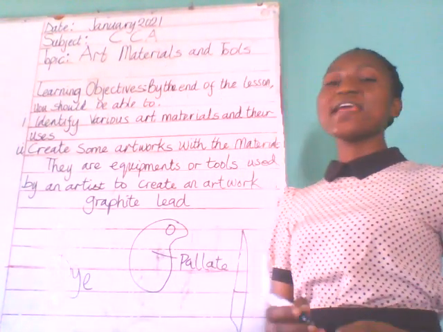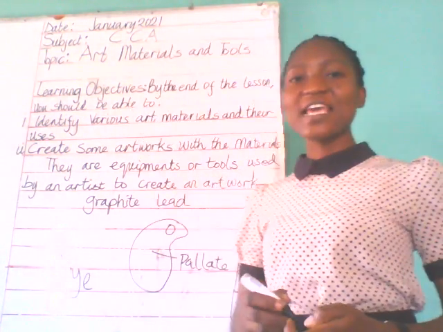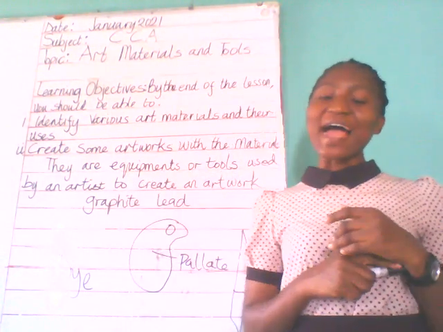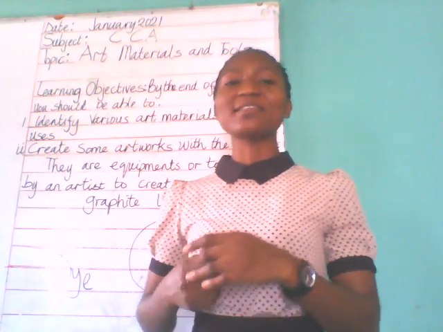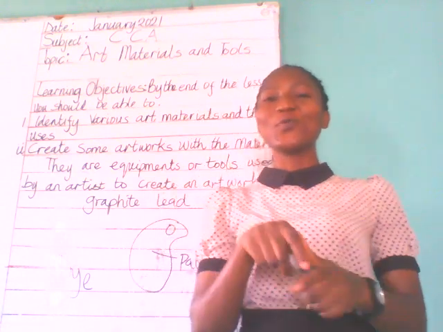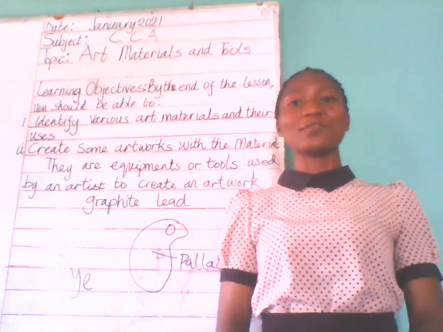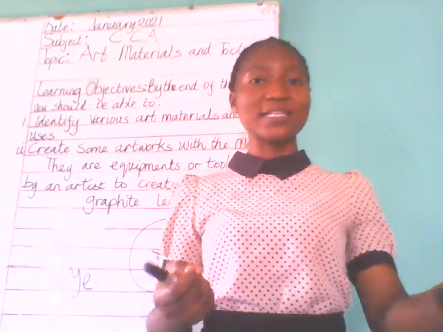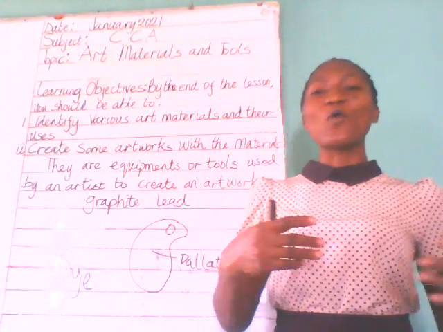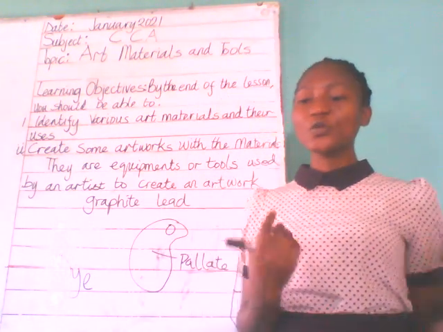Another one is dye, D-Y-E. Dye is a colorant used for tie and dye. Remember the time we had a tie and dye project in school? We were able to use it to design a plain material, and the material was white. When we applied the dye on it, it was able to beautify the material. So it is a colorant used for tie and dye.